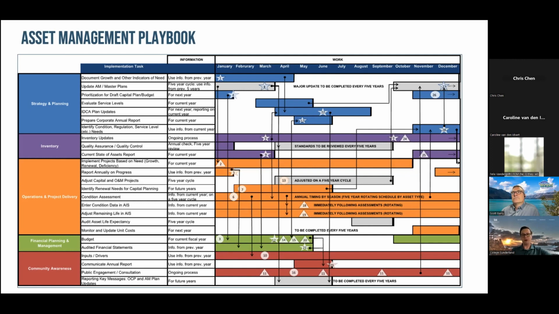We kind of knew what we wanted to do with the organization and identified a number of different teams within NRM that would be guided by an overarching strategy and planning team. We had an inventory sub-team, operations and project delivery, financial planning and management, and community awareness. And each of those sub-teams was intended to have specific roles. So I'd like to use again that analogy, specific dance steps that we needed for the organization to do asset management together.